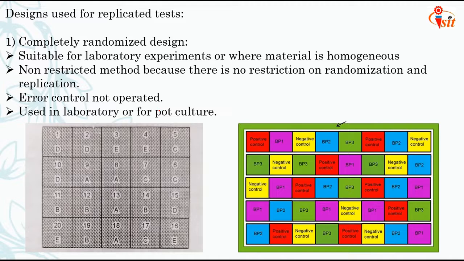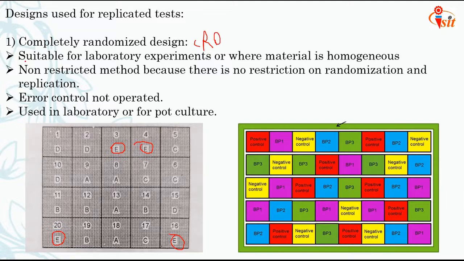Replication means what? It is the repetition of the treatments, and here if you observe, the treatments are repeated: here is E, then again here is E, and again here is E. Or if you observe the red color, positive control, positive control, positive control, this red color is repeated 8 times. So these are the designs for replicated data. The first design is the completely randomized design. It is also called the CRD design.